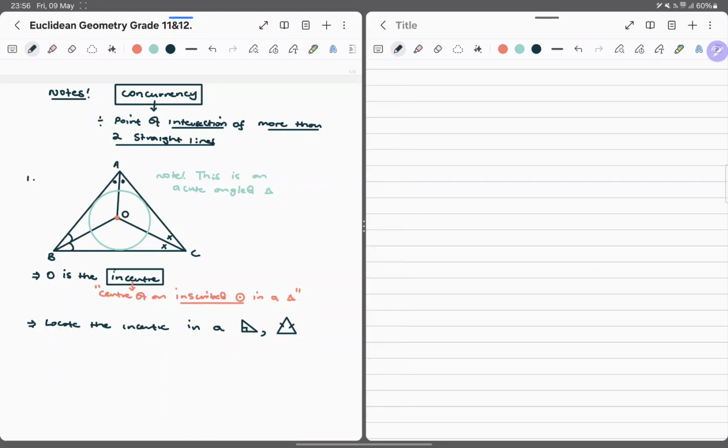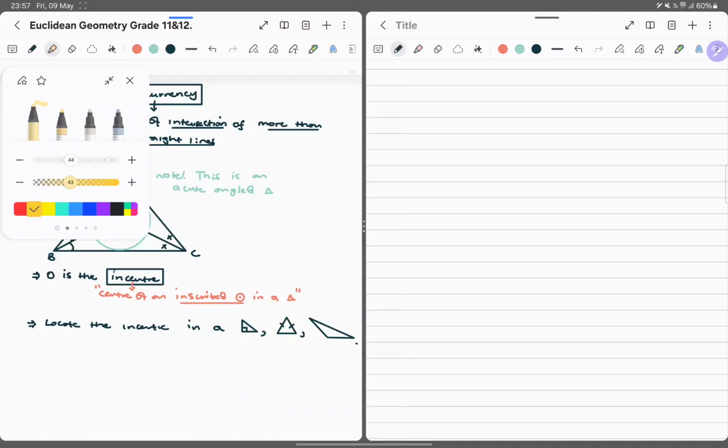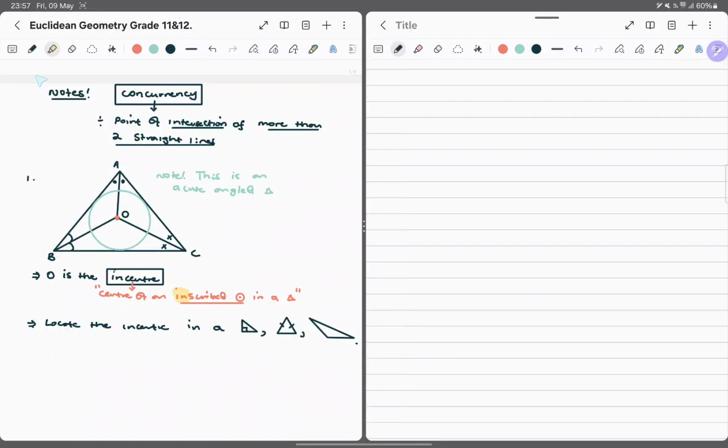take an isosceles triangle, and take an obtuse angled triangle, or simply just a scalene. All right, so try to locate where the incenter is going to be. Will it still be inside the triangle, or will it fall outside the triangle? Obviously it's going to be inside the triangle, right? Because the word in is already telling us a story that this thing needs to be inside the triangle.